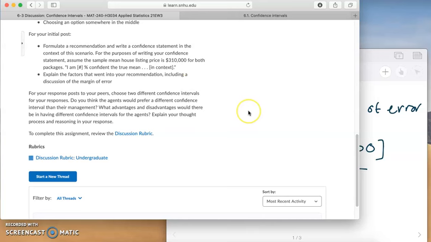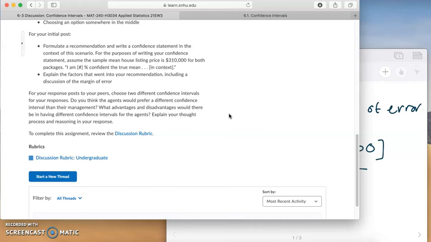And then for your response posts, choose 2 different confidence intervals for your responses. Do you think the agents would prefer a different confidence interval than their management? And what advantages and disadvantages would there be to having different confidence intervals for the agents? Explain your thought process and reasoning in your response.